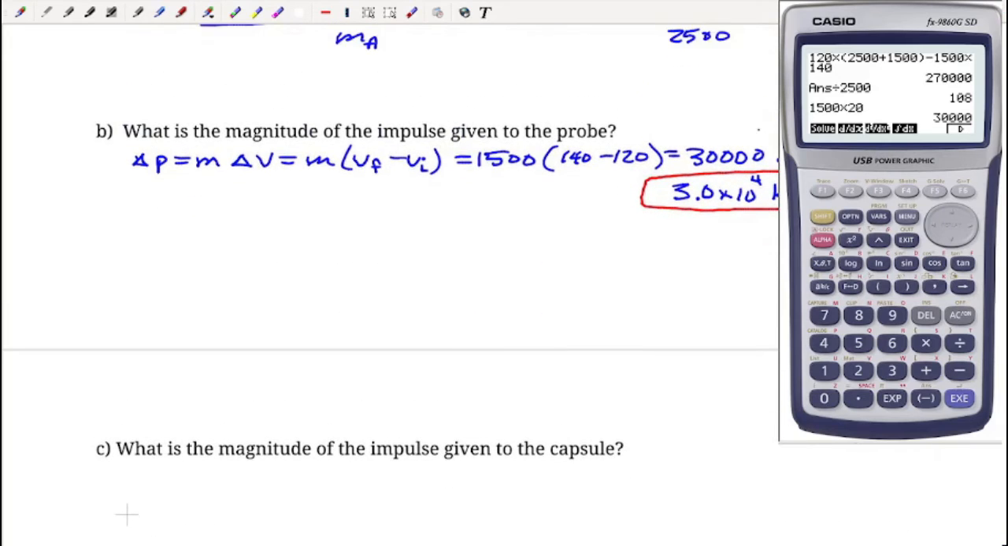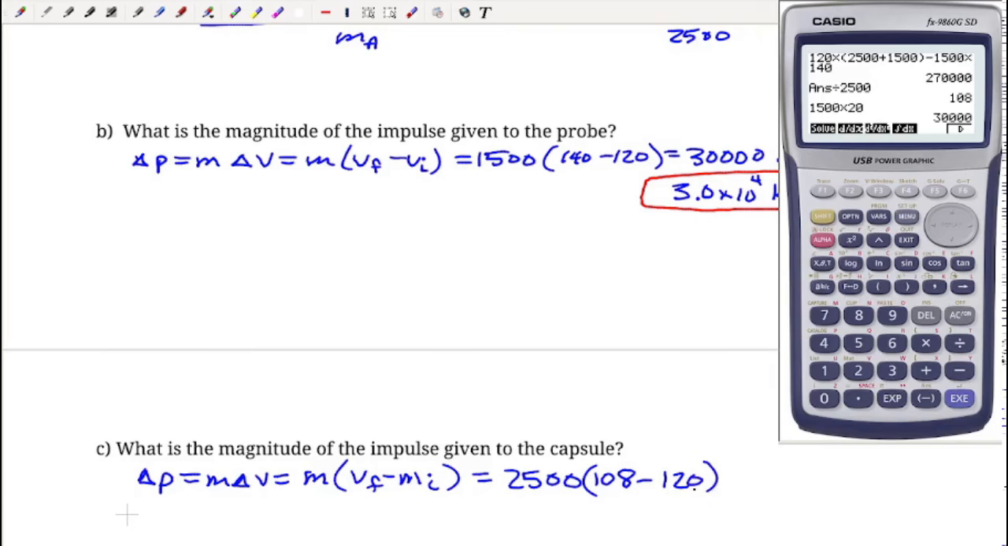C, what is the magnitude of the impulse given to the capsule? Now I want you to convince yourself that it's going to be the same number, but backward, but a negative. So we're actually going to do the math on that. So delta P equals M delta V, mass times V final minus V initial. In this case, we're working with the 2,500 kilograms. And we're going from an initial velocity, again, of 120, but a final velocity of 108. So 108 minus 120, that's where your negative is going to come in, because remember, this is my V final minus V initial, and I can plug that into my calculator.